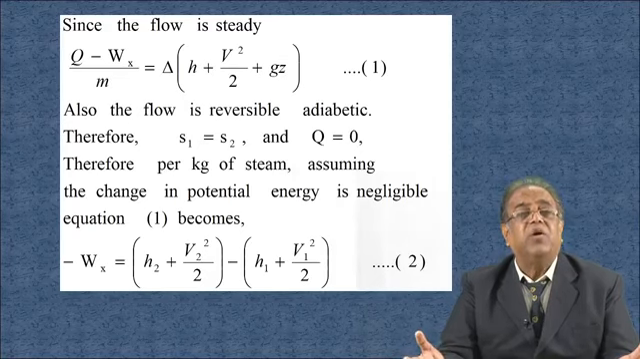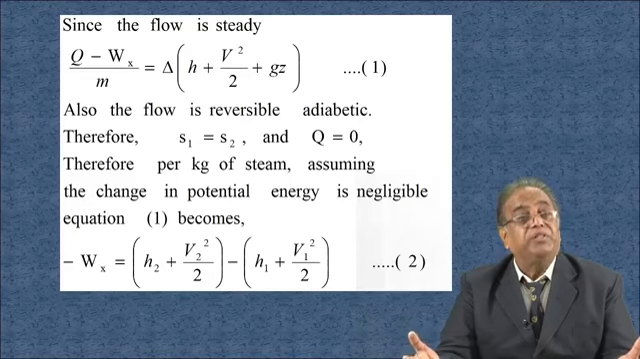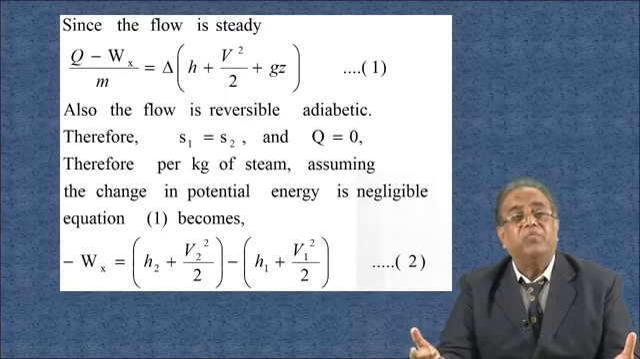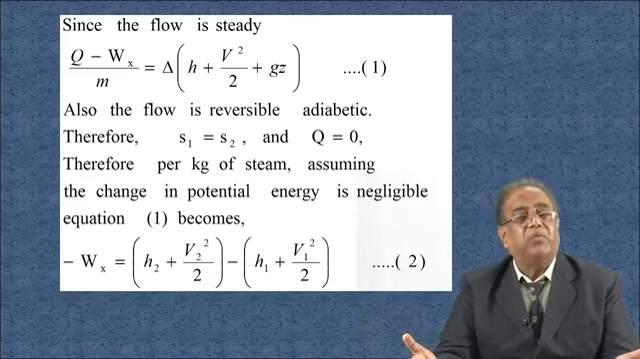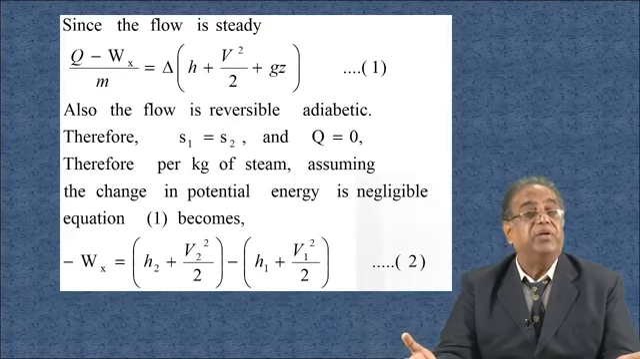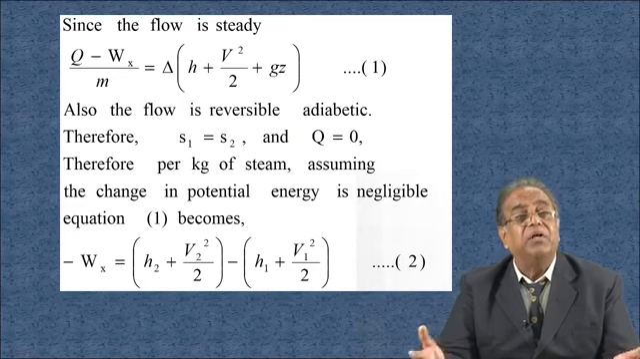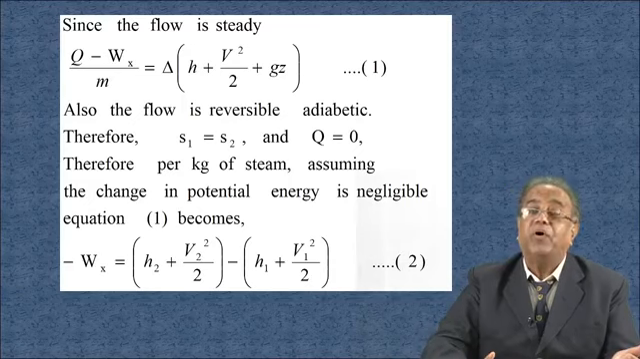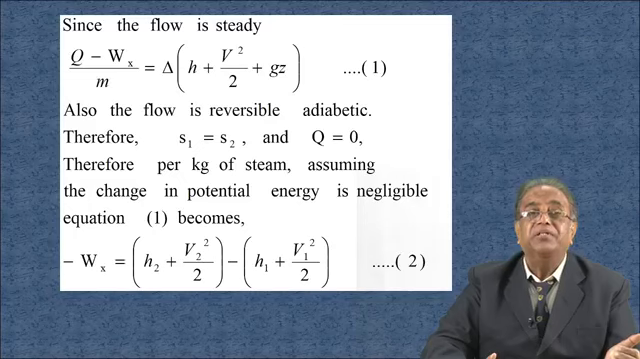We assume that there is no heat loss since it is an adiabatic process. So, Q is equal to 0. Therefore, per kg of steam, assuming the change in potential energy is negligible, the equation becomes minus Wx equal to within bracket H2 plus V2 square by 2 bracket close, minus within bracket H1 plus V1 square by 2. So here H1 we can calculate from the steam table. V1, the velocity at the entry point of the turbine for the steam, is given. V2 is also given, but only H2 we have to calculate. But how can we calculate it? Let us see how we can calculate it with the help of the isentropic process, where S1 is equal to S2.